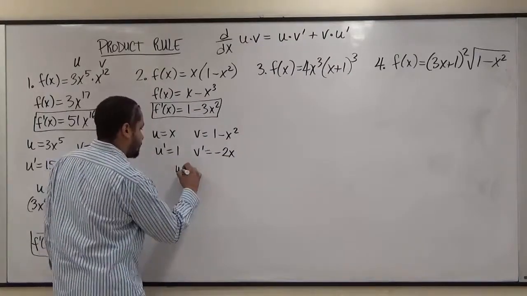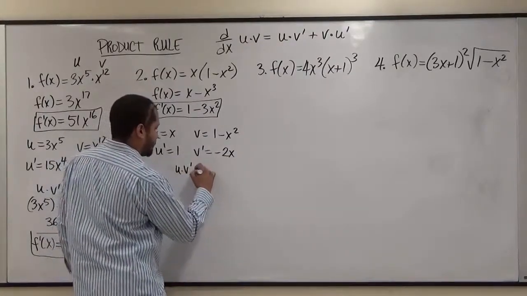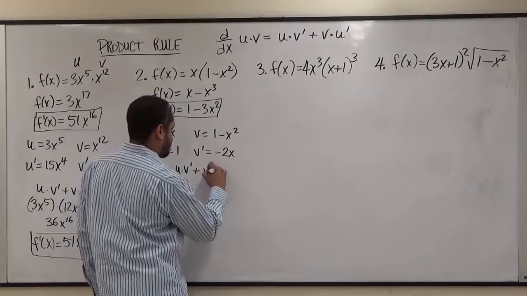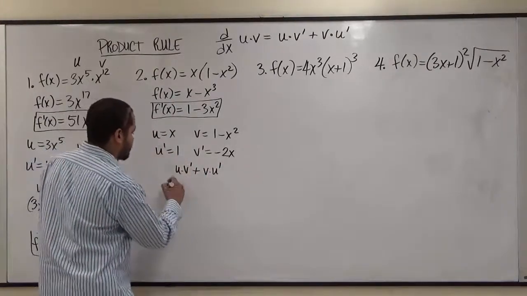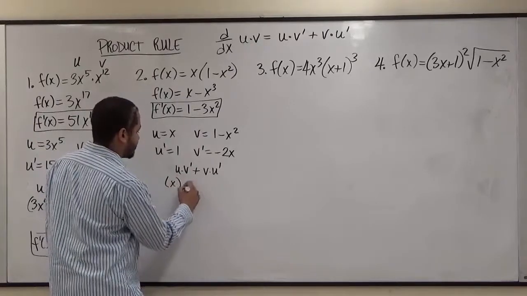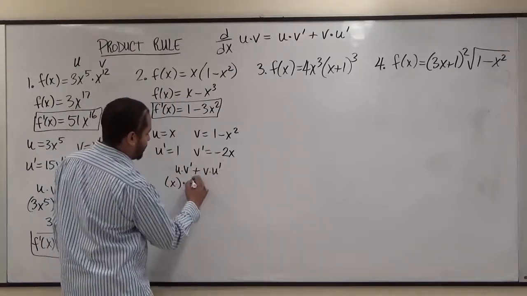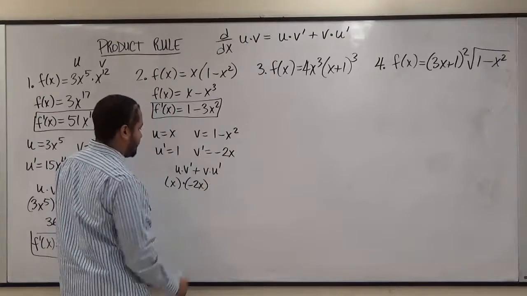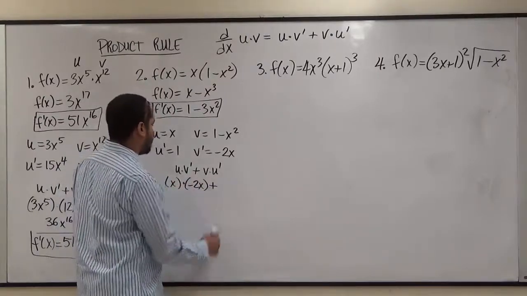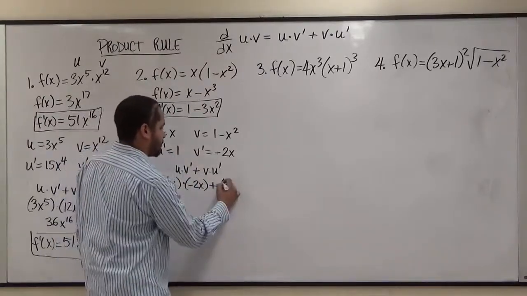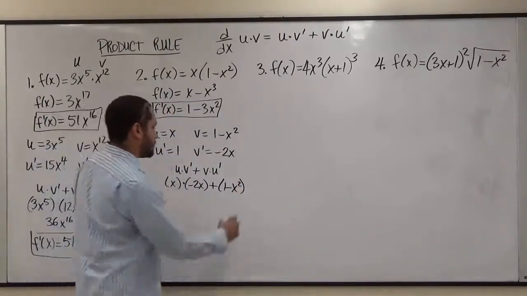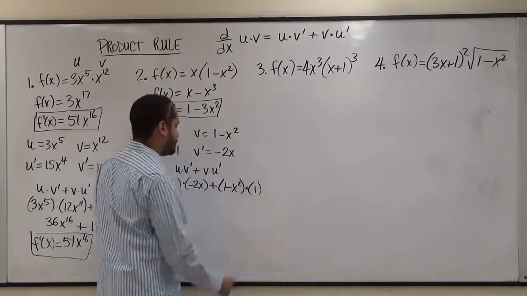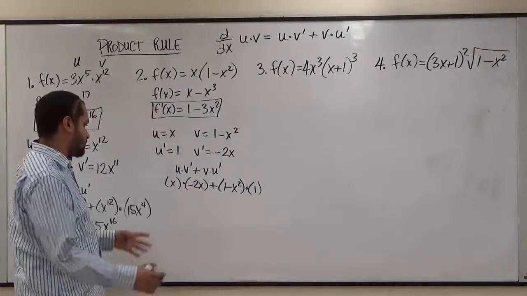So again, we'll use this formula, u times v prime plus v times u prime. And we're just going to insert them in parentheses for each term. So that u term is x. We're multiplying that by v prime, which is negative 2x. And then we have plus, and our v term here is 1 minus x squared going in parentheses. And finally, our u prime is just 1. Substituting these values with parentheses makes it all the easier.